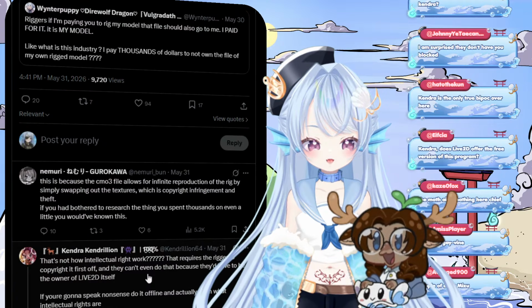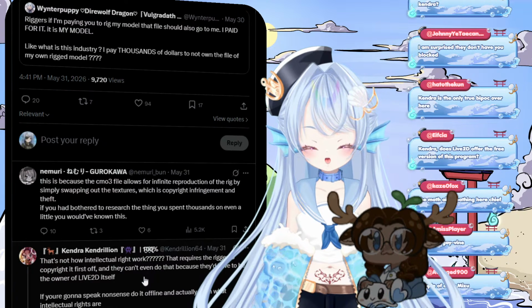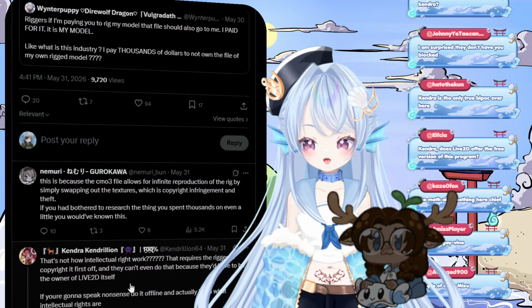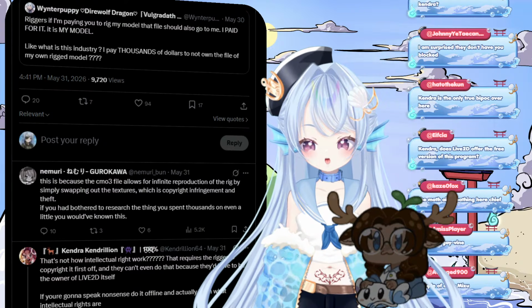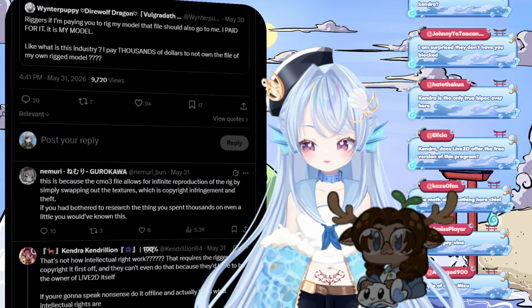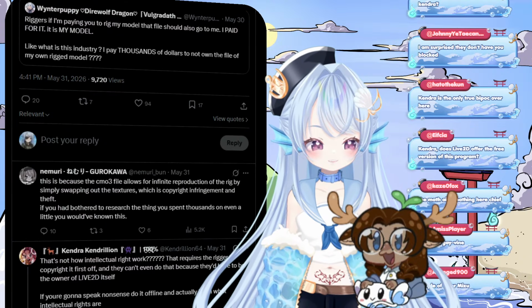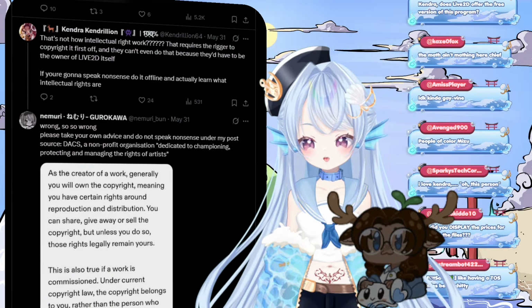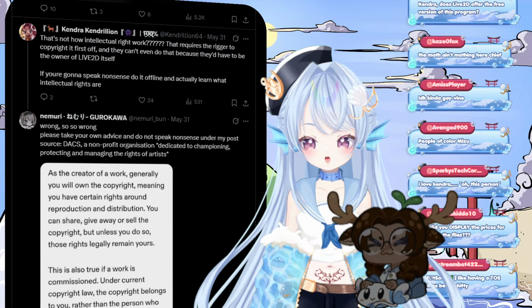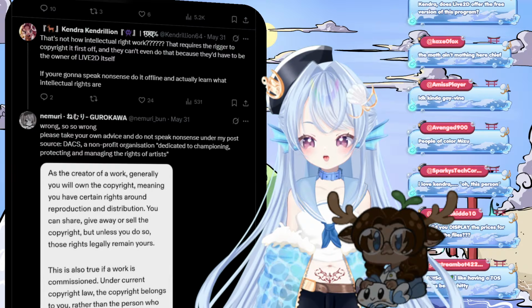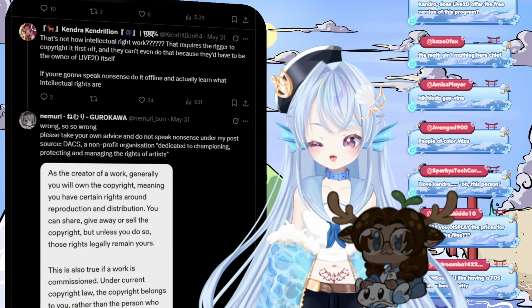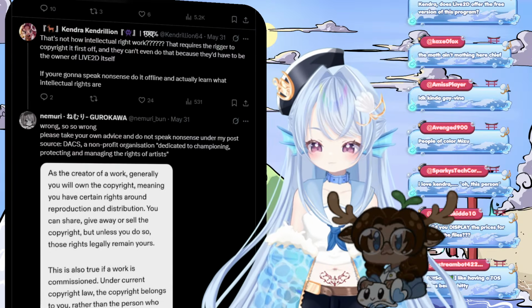Not how intellectual rights work. That requires the rigger to copyright it first off, and they can't even do that because they'd have to be the owner of the Live 2D itself. If you're going to speak nonsense, do it offline and actually learn what intellectual rights are. I'm sorry. They replied, wrong, so wrong. Please take your own advice and do not speak nonsense under my post. Source, DACS, a non-profit organization dedicated to championing, protecting, and managing the rights of artists.